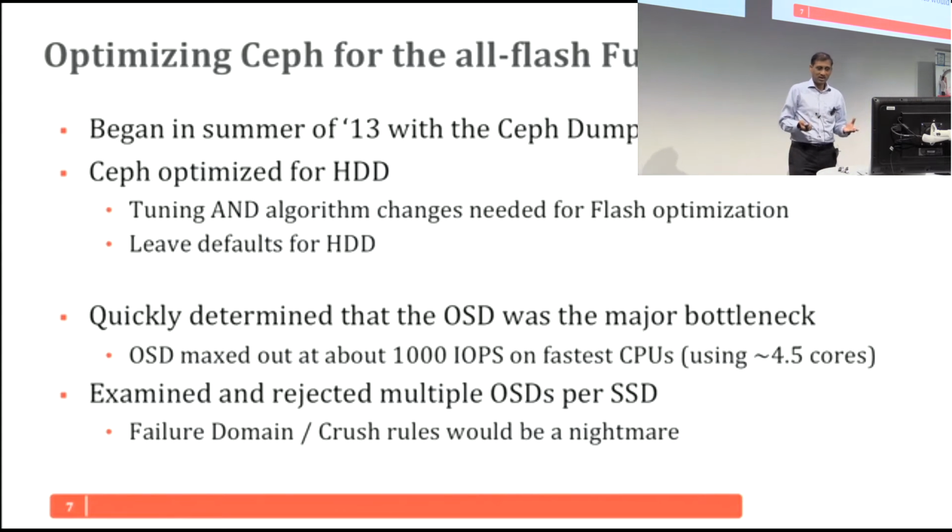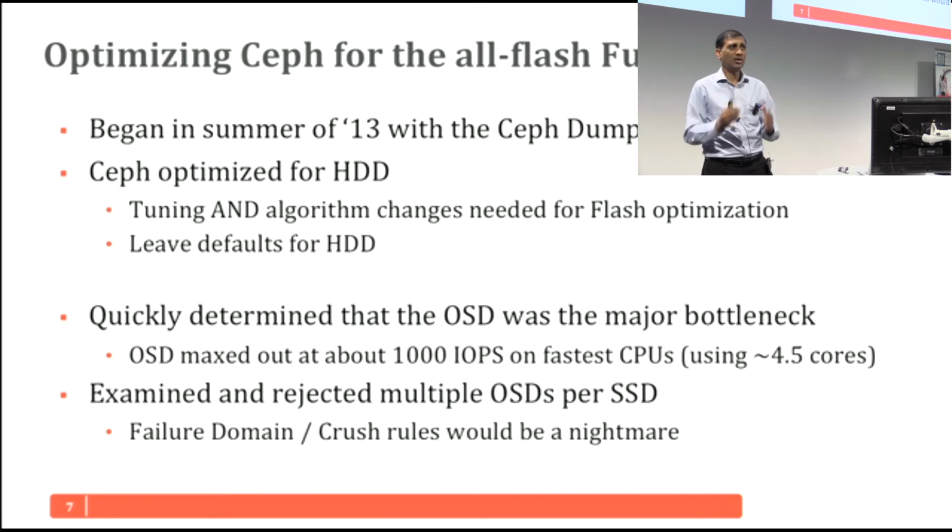So one thing that when we started this is that the OSD is turning out to be the bottleneck here, right? We were able to get about 1,000 IOPS around that time, and that's using about 4.5 cores per OSD. And so we thought, okay, should we be using more OSDs per SSD, or in our case, that flash card? Remember, our flash card is 8 terabytes, so it's a huge capacity card that we have.